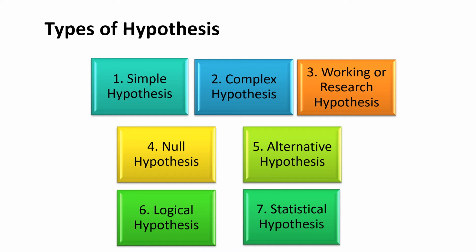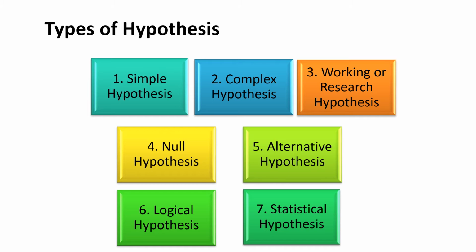Thereafter, next point is complex hypothesis. A complex hypothesis is a hypothesis that reflects a relationship among more than two variables. For example, higher the illiteracy in a society would be poverty and crime rate.